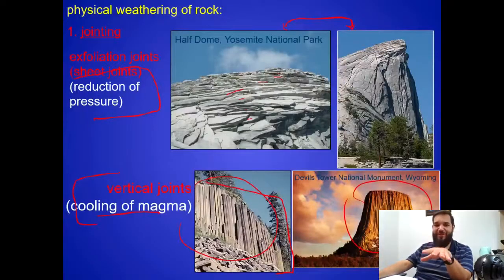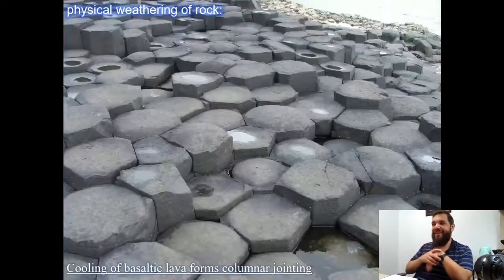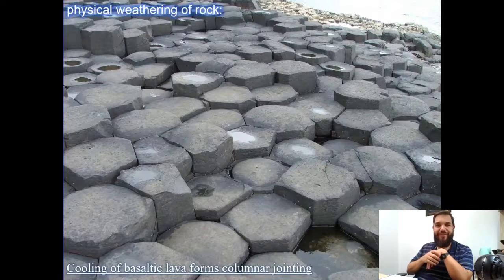This next picture I'm going to show you is so crazy. Take a look at this. This is columnar jointing in a basalt. Nobody made this. I know it looks man-made, right? But it forms this way naturally. It's just from when the basalt cools, and as it cools, it cracks into this kind of polygonal pattern.